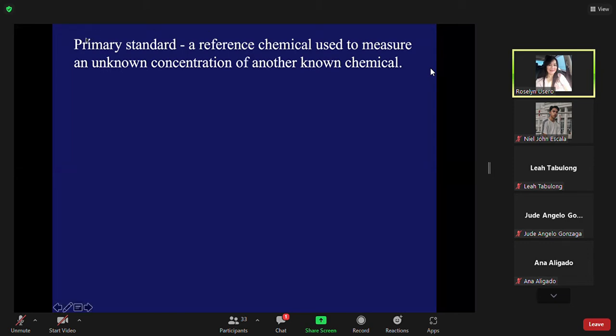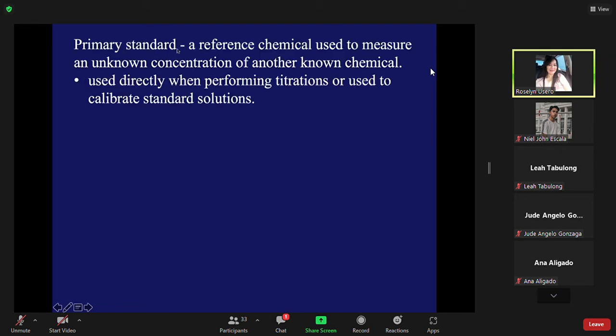So, you need a primary standard. It will serve as a reference chemical used to measure the unknown concentration of another chemical. The example today is 0.1 normal sulfuric acid. You are not certain that it is 0.1. That's why it is an unknown concentration of a known chemical. Okay? So, you got it.